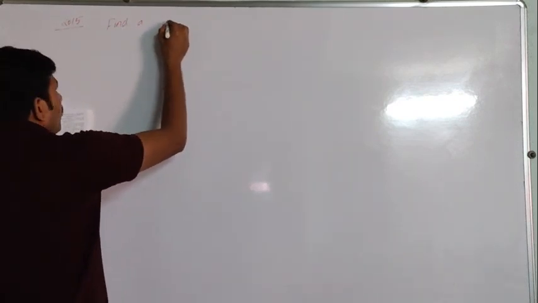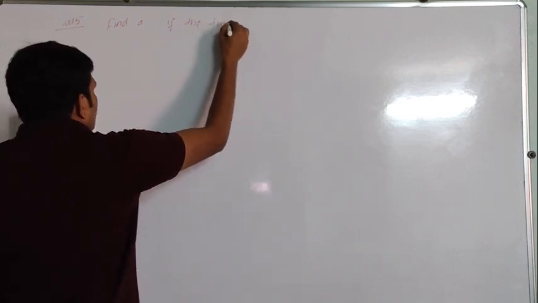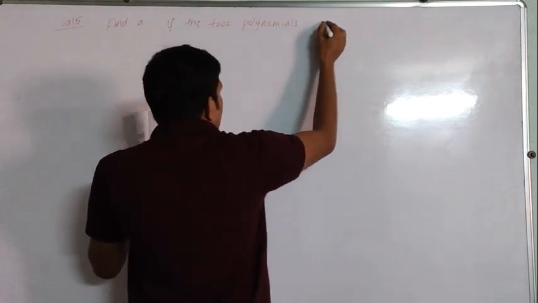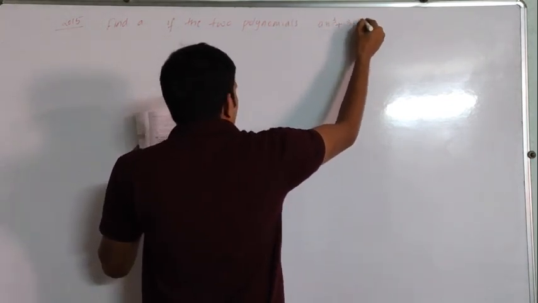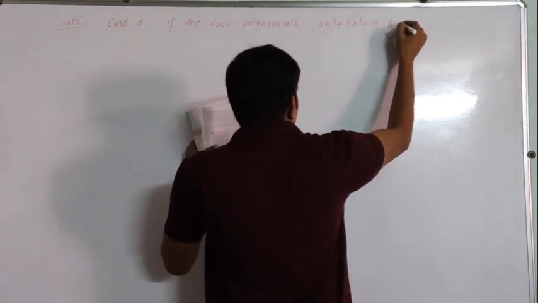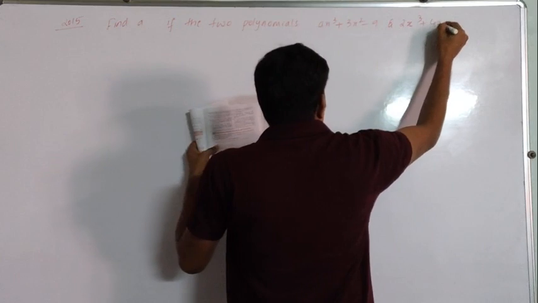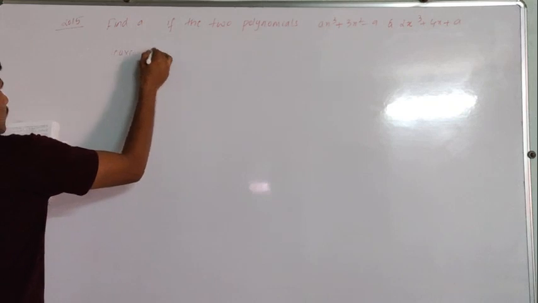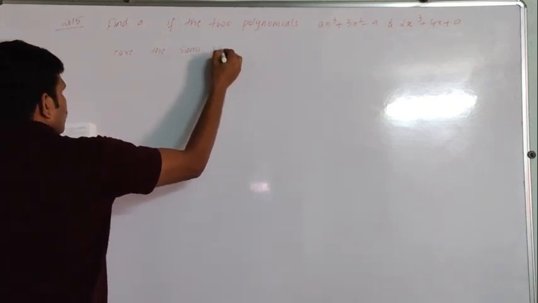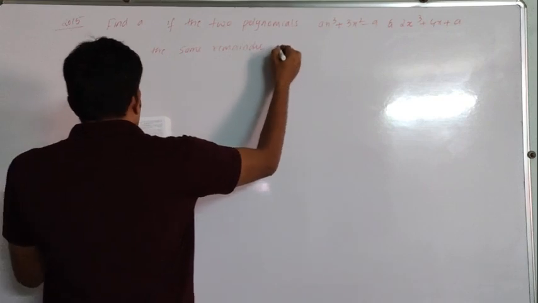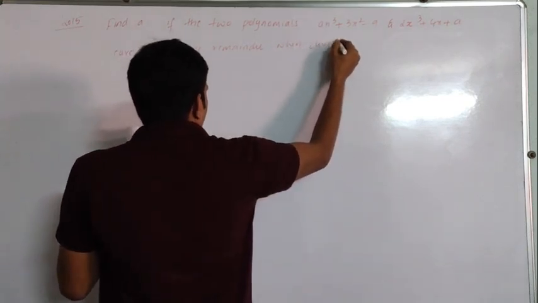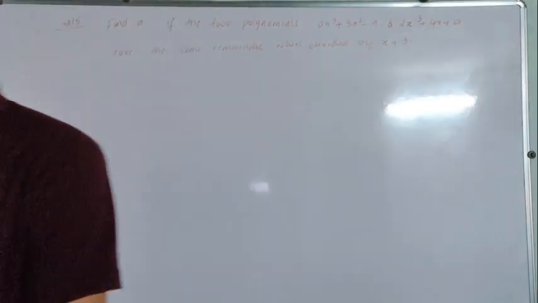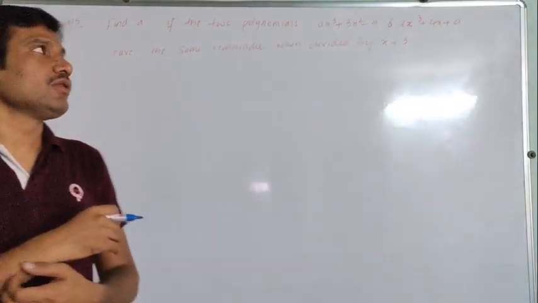Find a, if the two polynomials ax cube plus bx square minus 9 and 2x cube plus 4x plus a give the same remainder when divided by x plus 3. So this is a 2015 problem. So what is given?